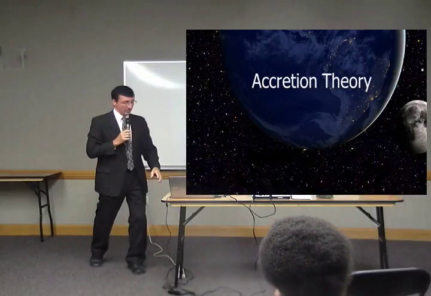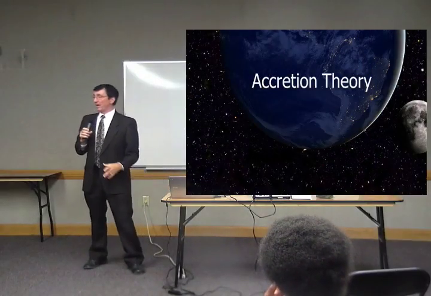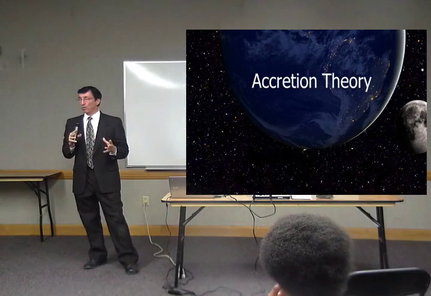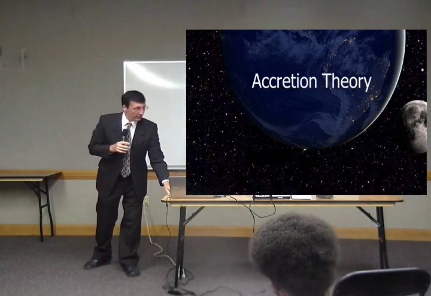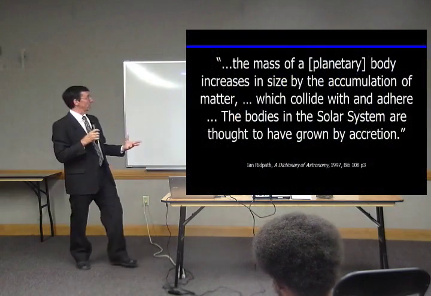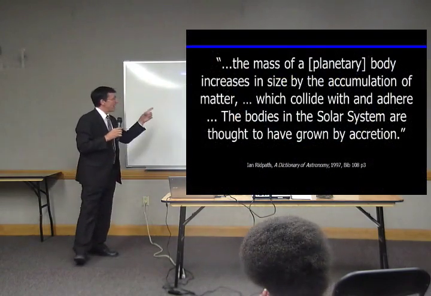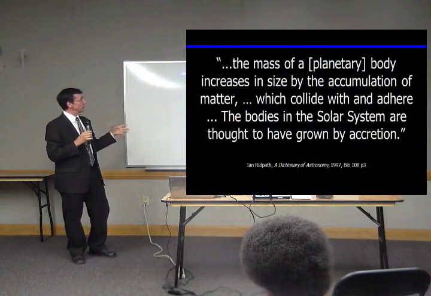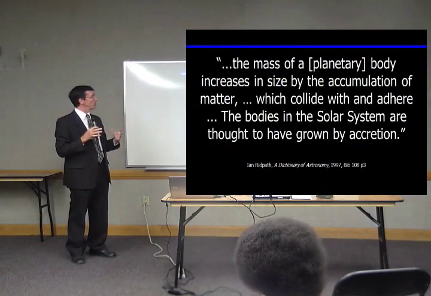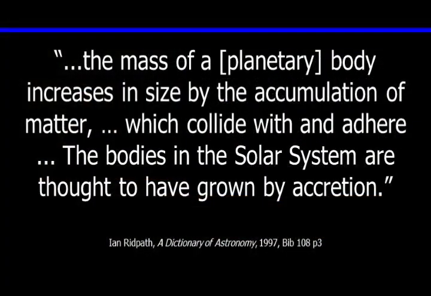So accretion theory is their theory of kind of how the earth was originally formed and their theory about where magma got started. So the mass of a planetary body increases in size by the accumulation of matter, little dust particles kind of sticking together, and which collide and adhere. The bodies in the solar system are thought to have grown in size by accretion.